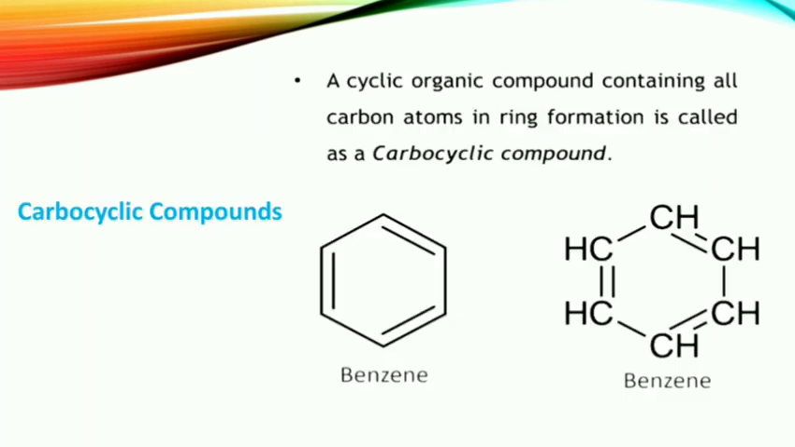A carbocyclic compound is a cyclic organic compound containing all carbon atoms in the ring formation, for example benzene. This example is benzene, and all the carbon atoms are in a cyclic formation. Hence this compound is a carbocyclic compound. You can see the structure has six carbon atoms, which is a carbocyclic compound.